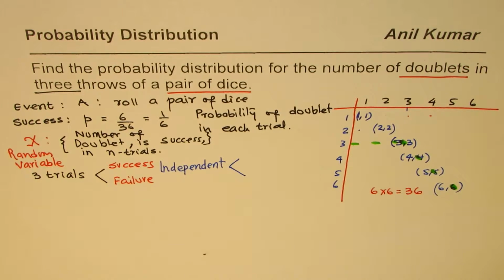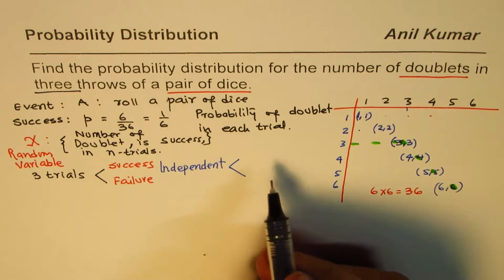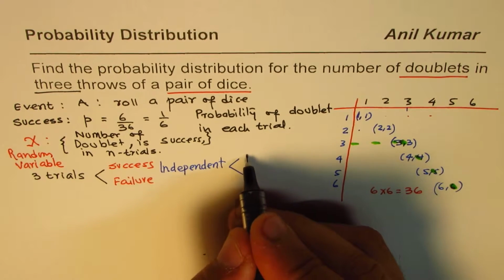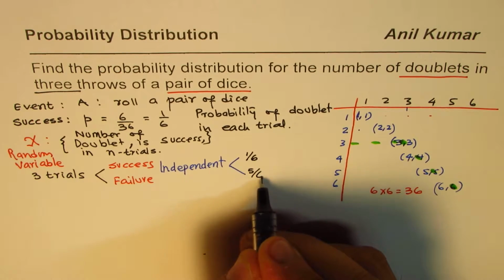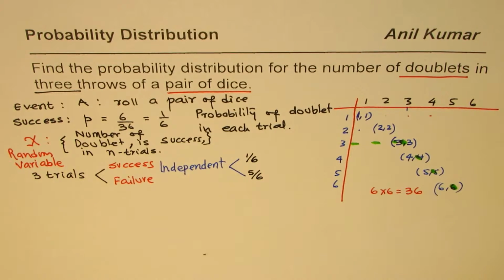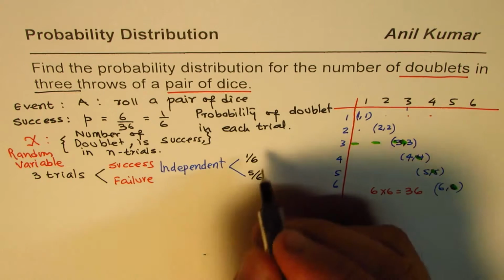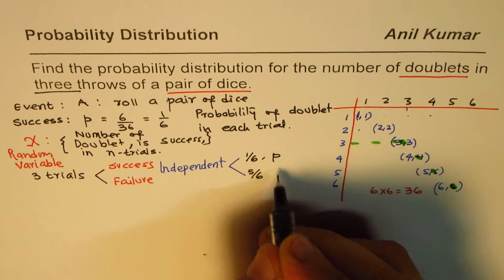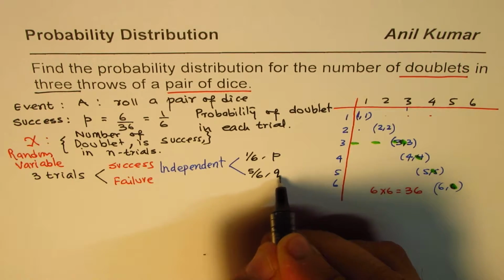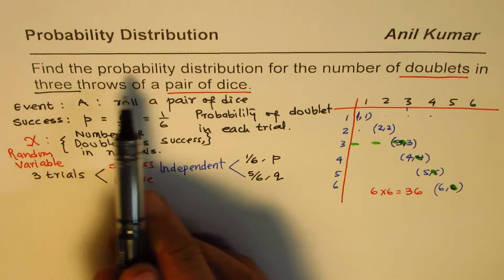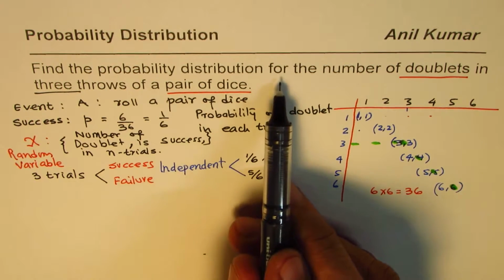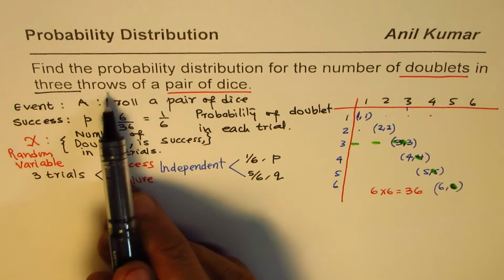So we are looking into 3 trials which have only 2 outputs, success or failure, all independent, where the probability of success is 1 out of 6, as we just found. Failure will be 5 out of 6, correct? Because their sum should be 1. This we write with lowercase p, and this we write with lowercase q. So that is Bernoulli trials.